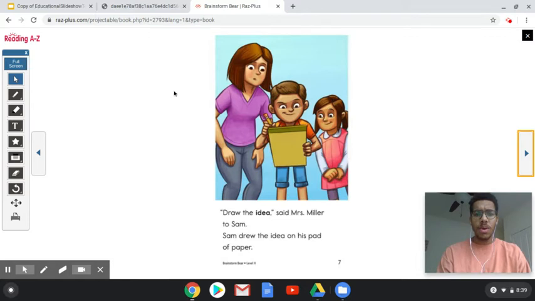Is this an important part of the story, friends? Ask yourself, pause, and ask yourself, is this an important part of the story and why? Do I see any text evidence that tells me that this is important? Do they end up using this plan? Why? Is it important or not?